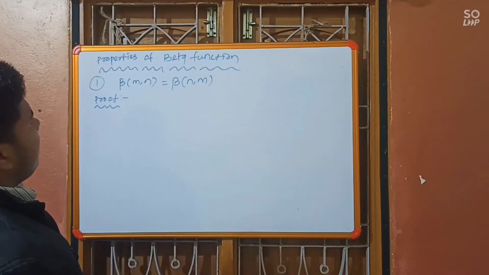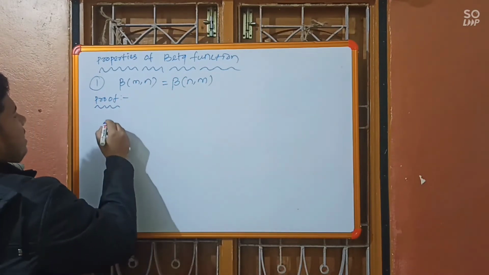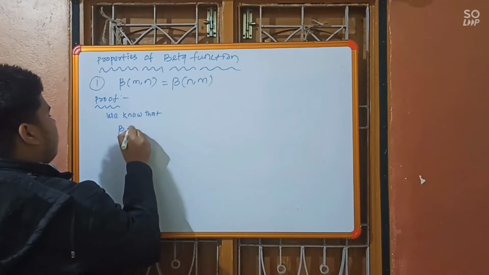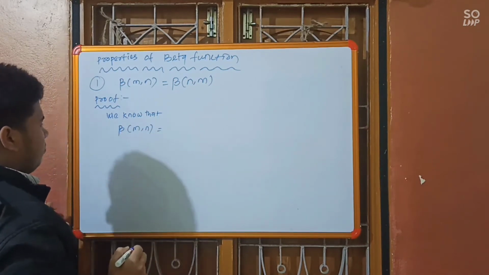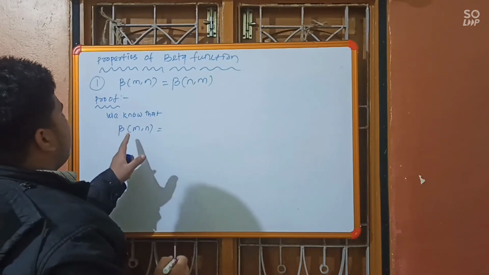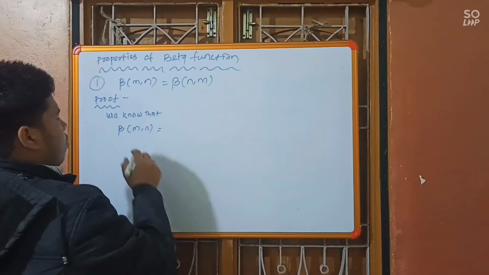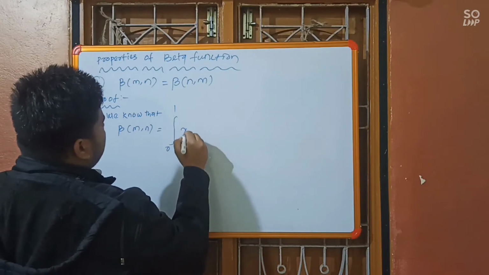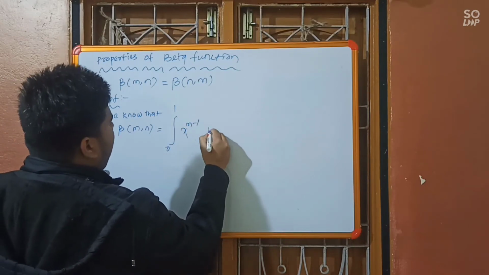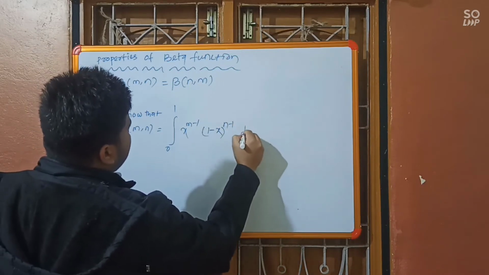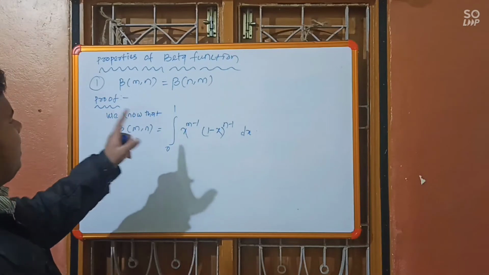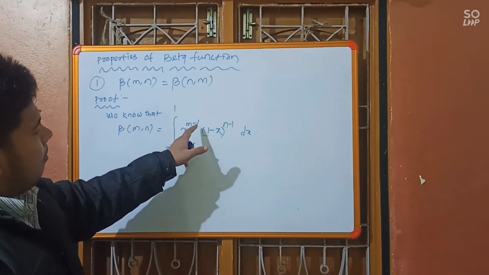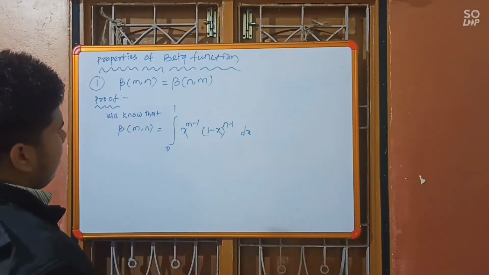So according to the mathematical expression of the beta function, we know that beta mn is equal to, by the definition of the beta function, we can write, the integral from 0 to 1 of x to the power m minus 1 into 1 minus x to the power n minus 1 dx. Okay, by the definition of the beta function, beta mn equals the integral from 0 to 1 of x to the power m minus 1 into 1 minus x to the power n minus 1 dx.